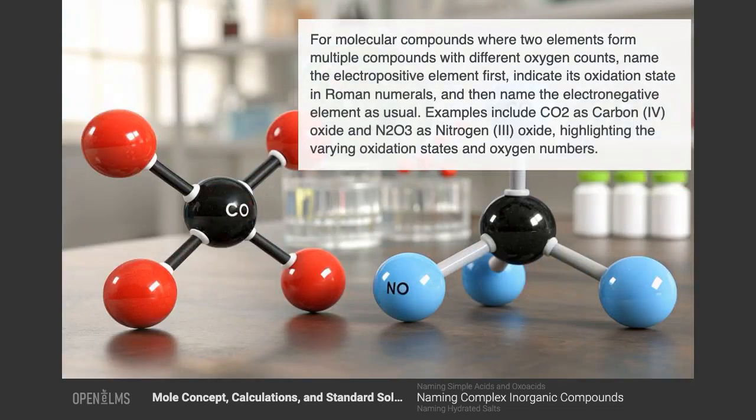For molecular compounds where two elements form multiple compounds with different oxygen counts, name the electropositive element first, indicate its oxidation state in Roman numerals, and then name the electronegative element as usual. Examples include CO2 as carbon(IV) oxide, and N2O3 as nitrogen(III) oxide, highlighting the varying oxidation states and oxygen numbers.